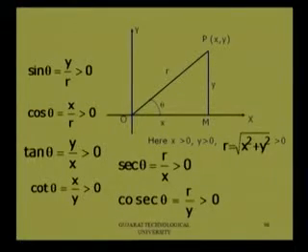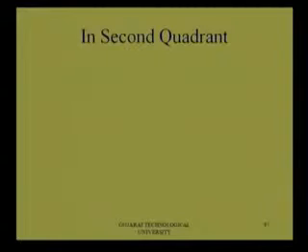Cosec theta is r by y. Cosec theta is 1 by sin theta. So in the first quadrant, if you observe, all trigonometric functions are positive. Now we will discuss the second quadrant.